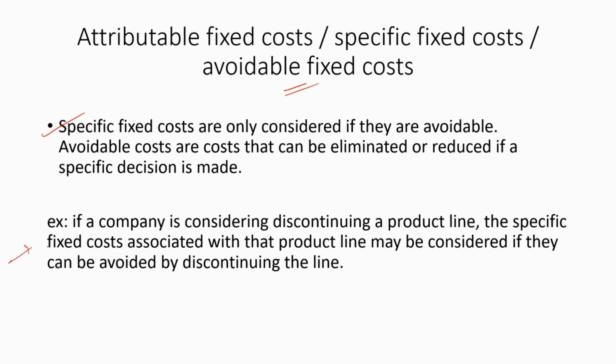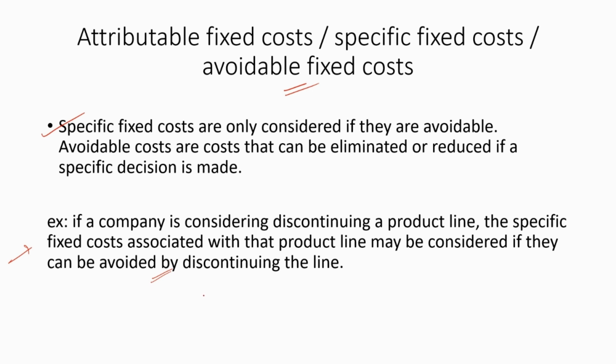For example, if a company is considering discontinuing a product line, the specific fixed cost associated with that product line may be considered if they can avoid it by discontinuing the line. This means all the fixed costs that are specific to the decision can be treated as a relevant cost when it comes to decision making. Let's discuss this example so you can understand what a specific fixed cost is.